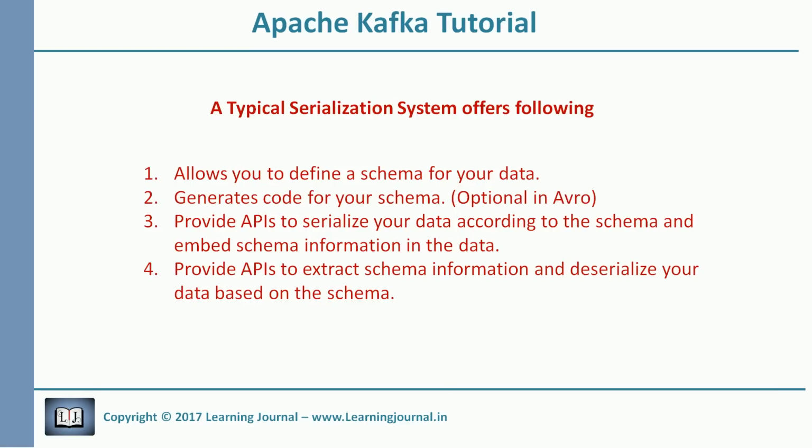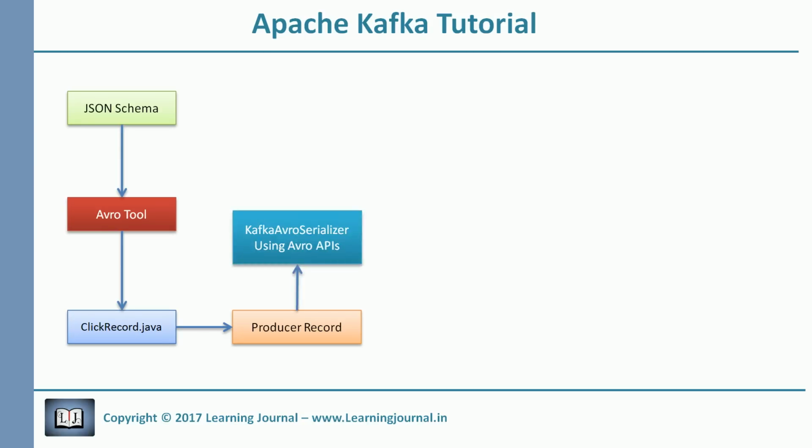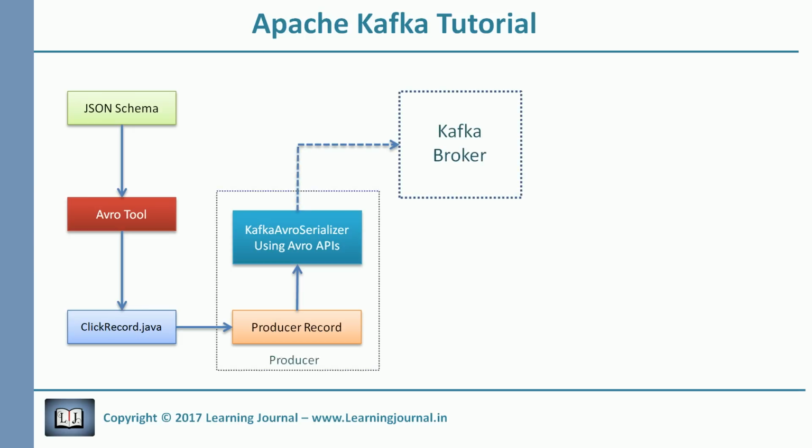Okay, let's come back to step 3 and 4. Avro provides API for serializing my data. So I can use click record class generated in step 2 to create my data objects, and then I can use Avro APIs as stated in step 3 to serialize them and send to a Kafka broker. That's what a Kafka producer and a serializer do. So basically I have to use a serializer that embeds schema information and uses Avro APIs to serialize my data.